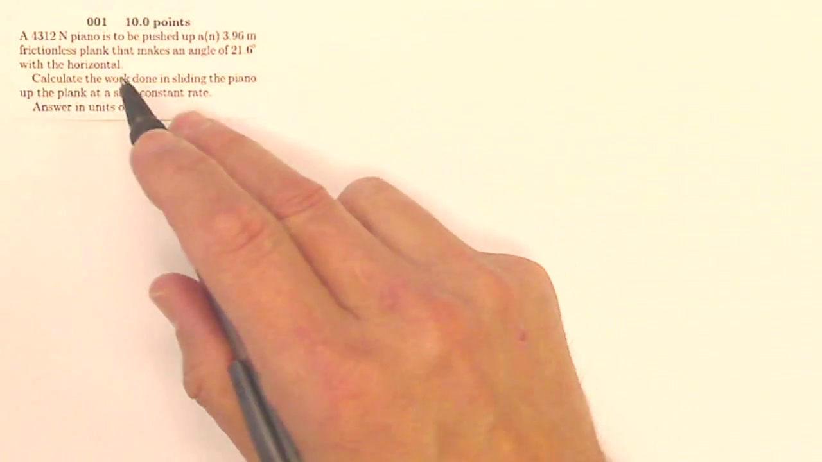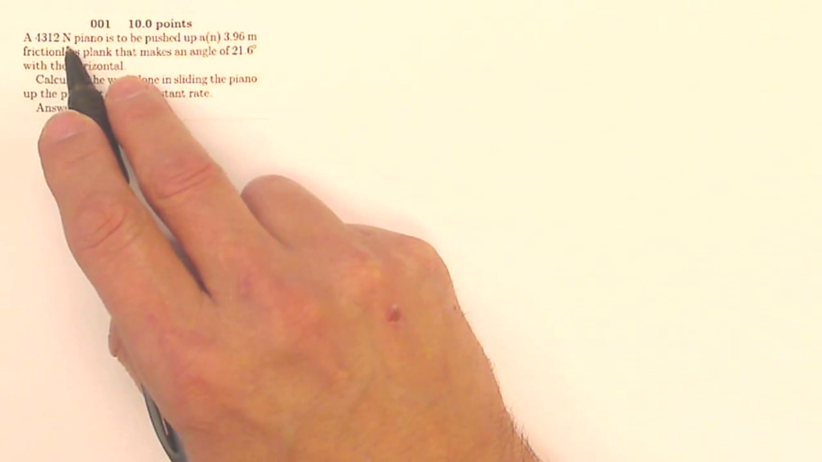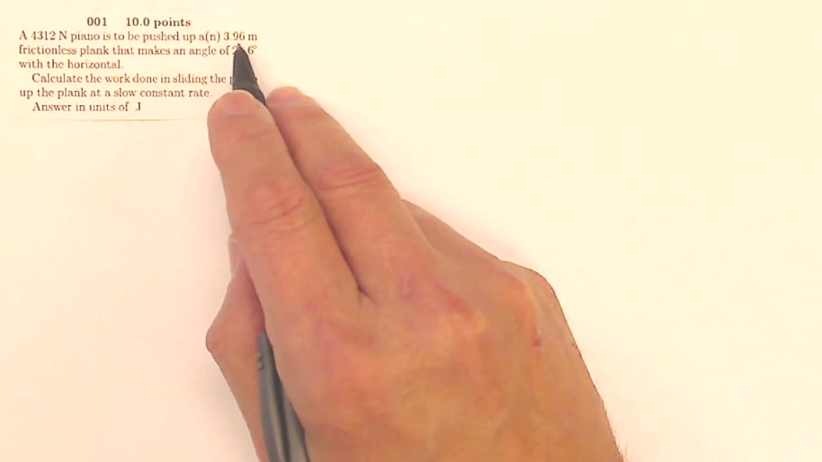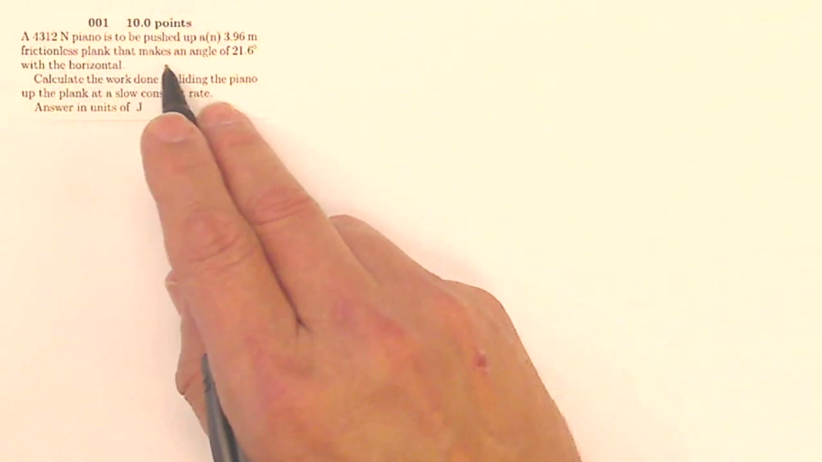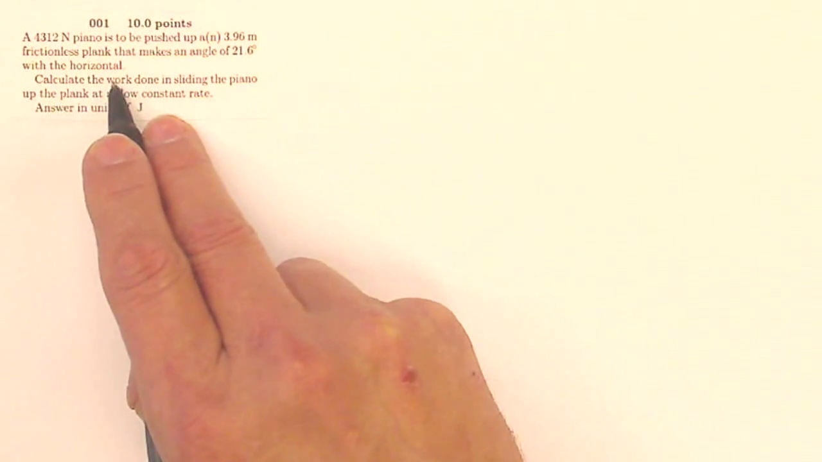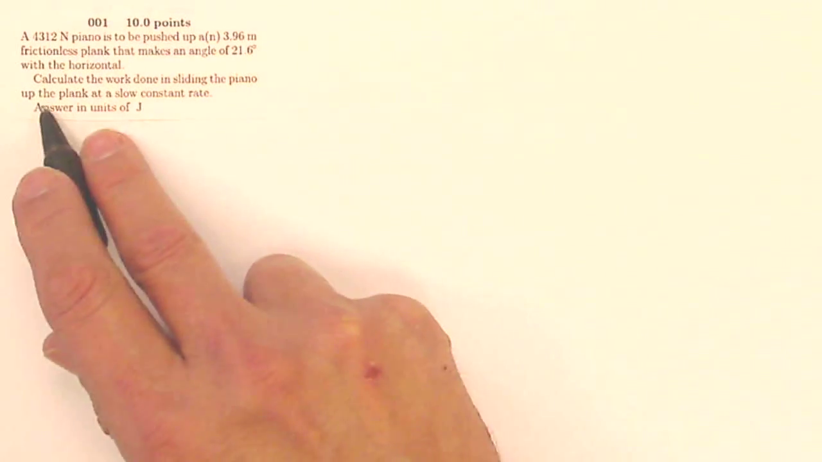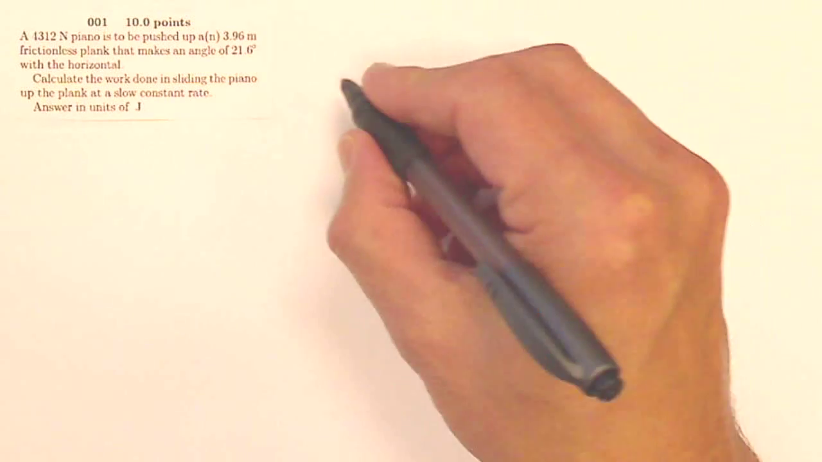AP Physics Homework 5.1, question number 1. A 4,312 Newton piano, so that's already the weight, is to be pushed up a 3.96 meter frictionless plank that makes an angle of 21.6 degrees with the horizontal. Calculate the work done in sliding the piano up the plank at a slow, constant rate.